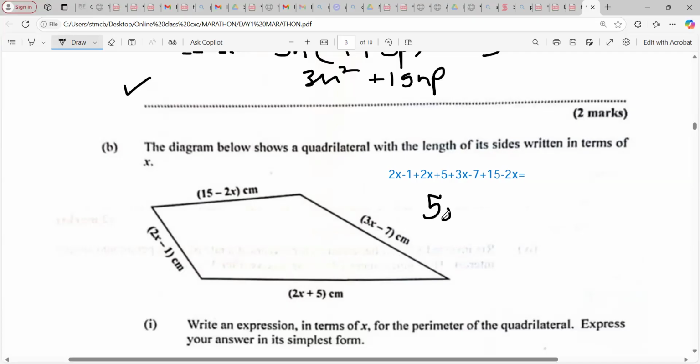So only the number part we have left. So easy, guys. We have minus 1 and plus 5. That's a plus 4. 4 plus minus 7 should have been negative 3. And then negative 3 plus 15, so plus 12. So the answer is 5x plus 12. Now try. Remember. Alright.